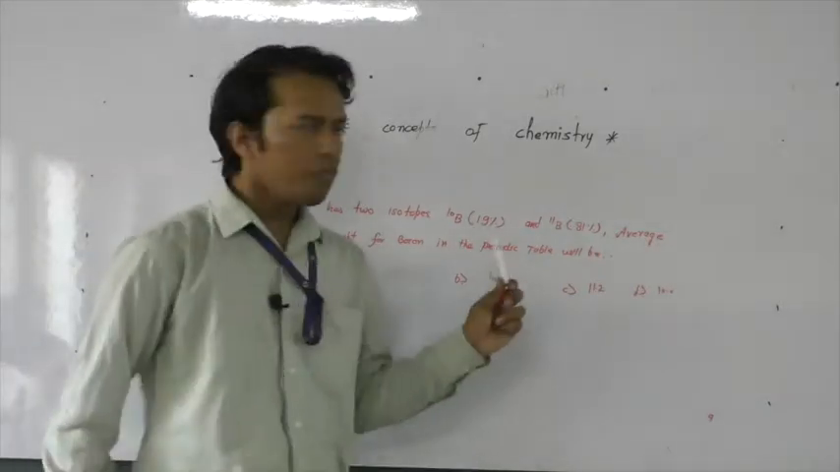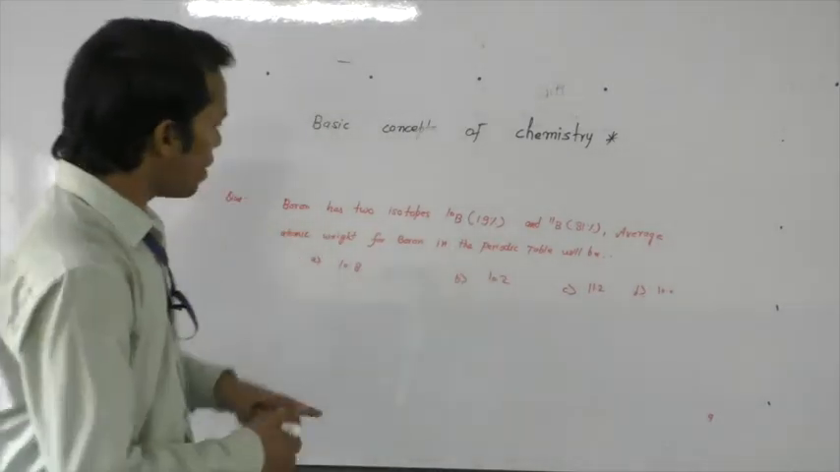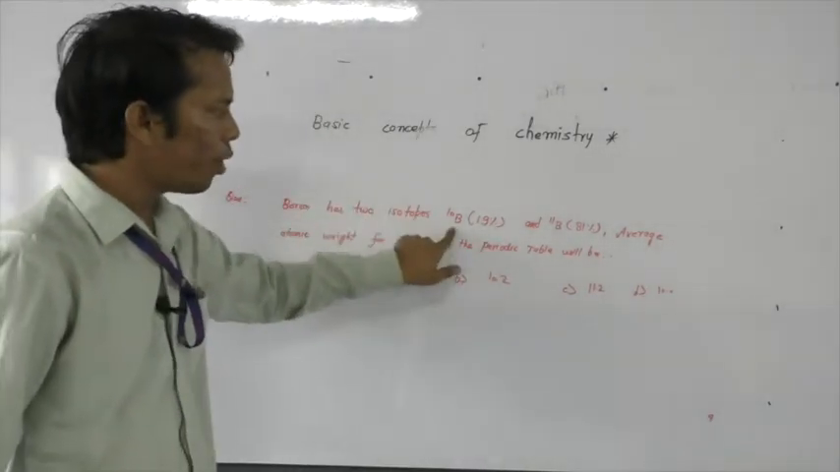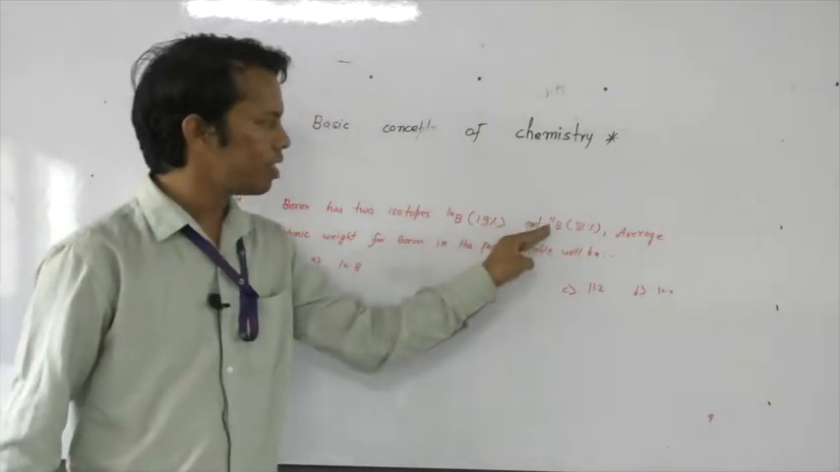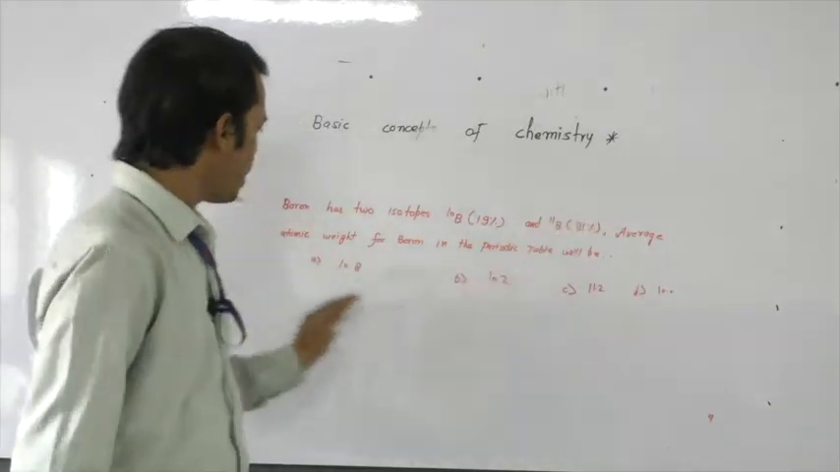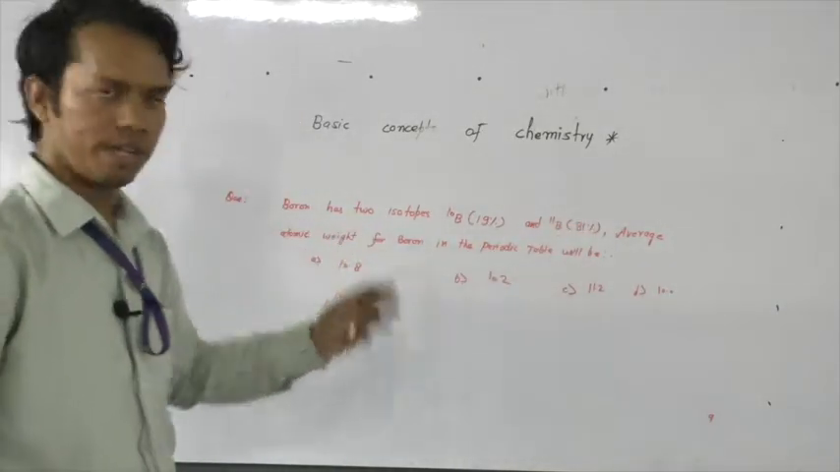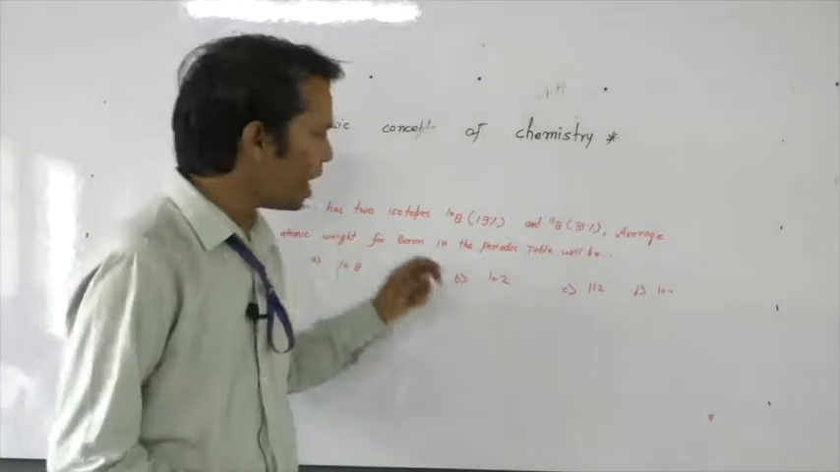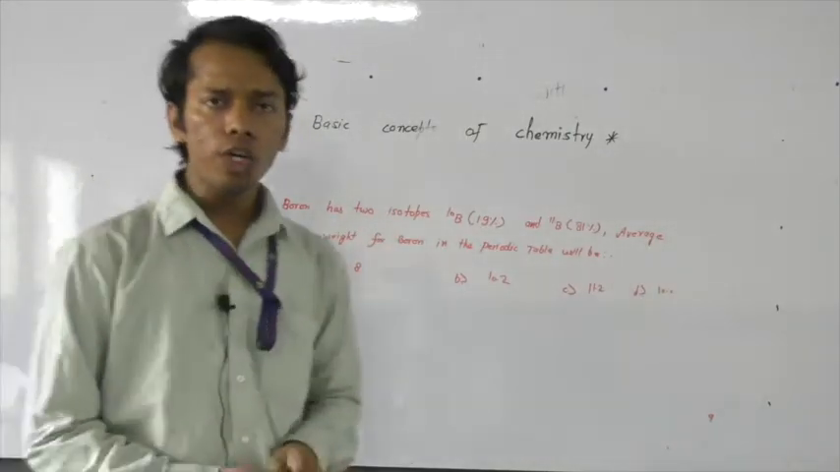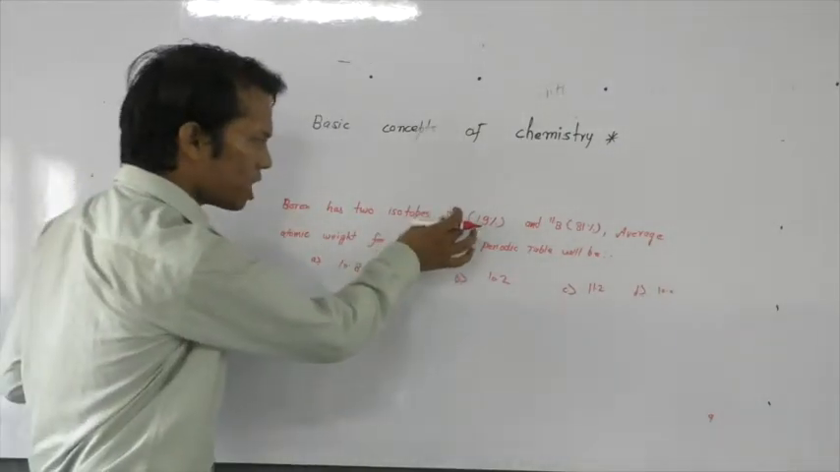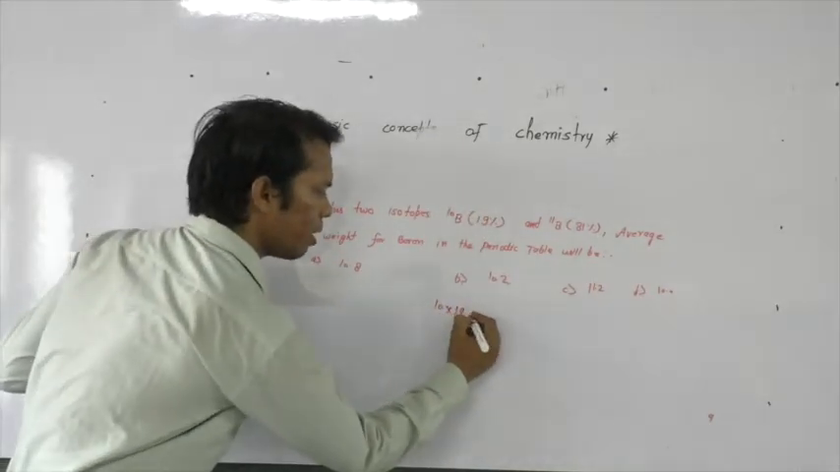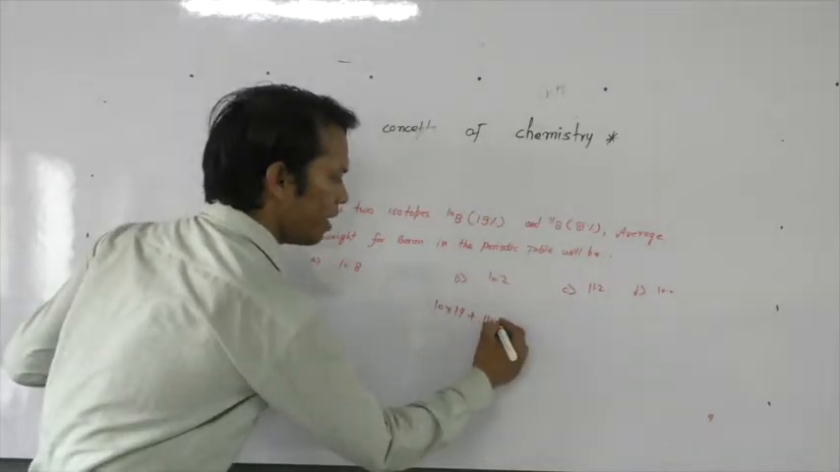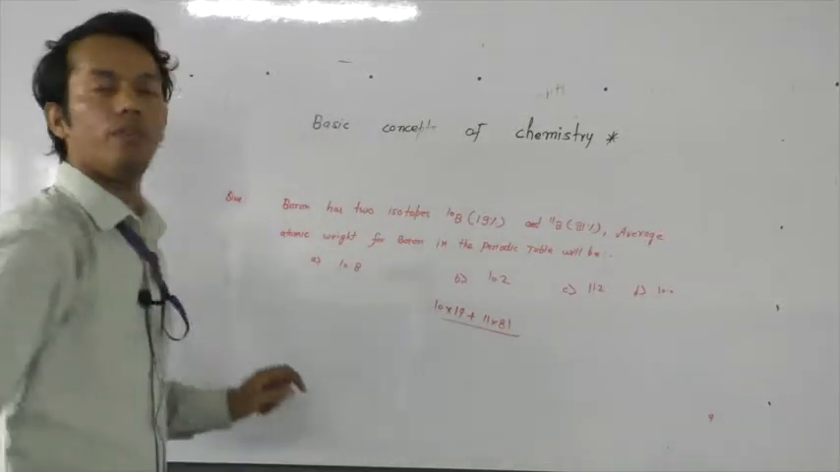Okay, so if you see this question, boron has two isotopes, 10 boron and 11 boron. Okay, for one mass number is 10, for the second isotope it is 11. So what will be the average atomic weight? Okay, what will be the average atomic weight? I told you whatever mass is given, multiply by that percentage. So 10 into 19 plus 11 into 81 and divided by.